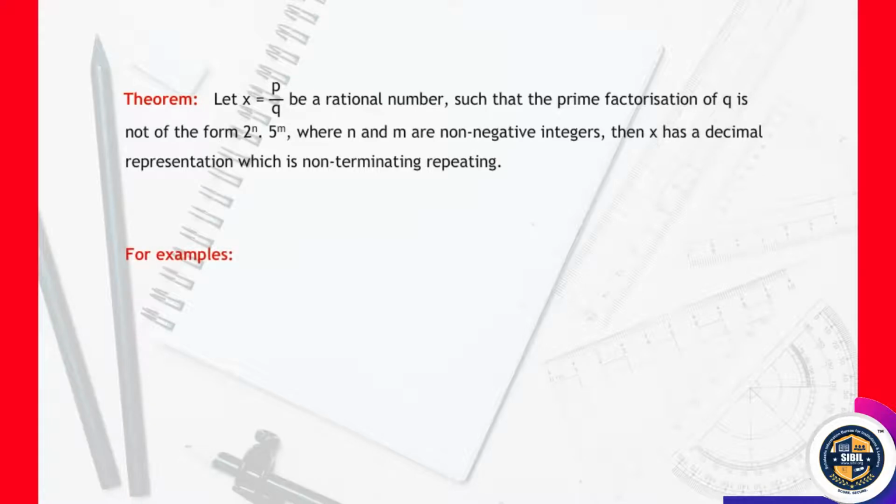For example, 1 by 3 is equal to 0.666 and so on. 7 by 6 is equal to 1.1666 and so on. Similarly, 1 by 7 is equal to 0.142857, 142857 and so on.